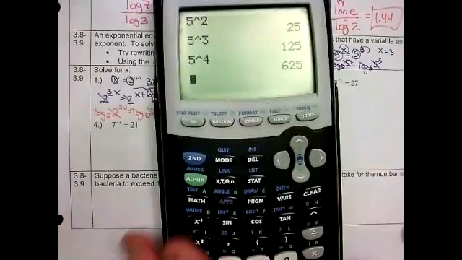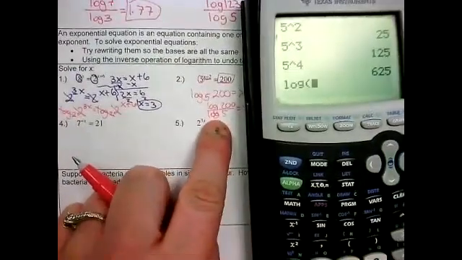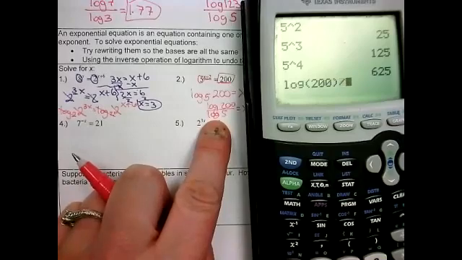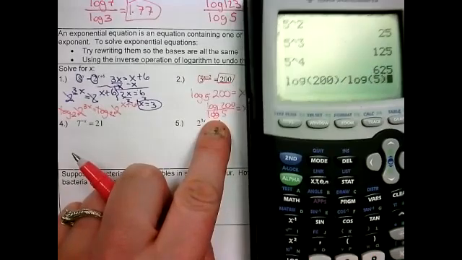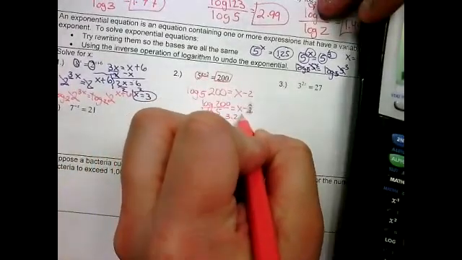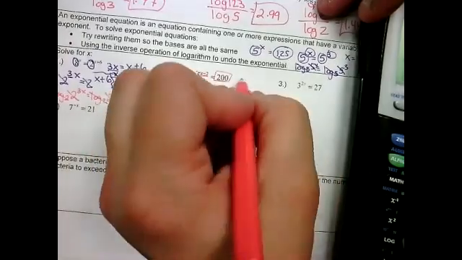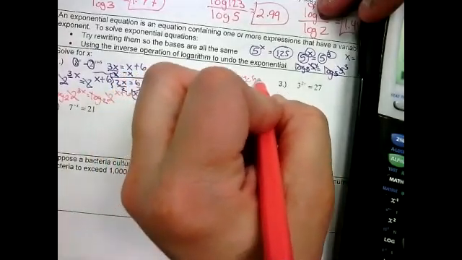So now I'm just going to plug this in. So log of 200, make sure you close those parentheses, divided by log of 5 equals 3.29. So 3.29 equals x minus 2. Add 2 to both sides, and I get x is about 5.2.